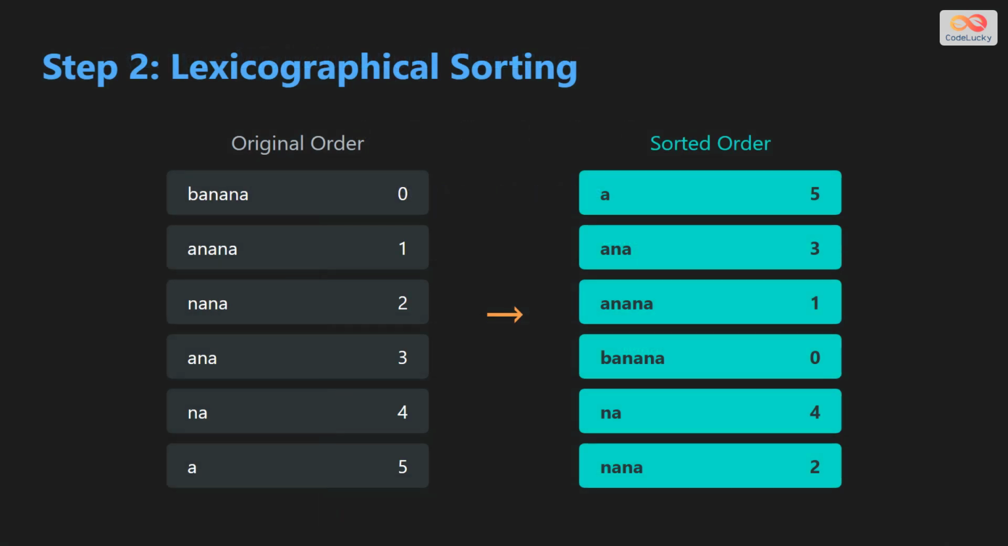Next, we sort these suffixes alphabetically. Originally, they are ordered by index. But after sorting, the suffix "a" comes first, followed by "ana", then "anana", and so on. Notice how the indices move with their corresponding strings. We are rearranging the list based on the text value.